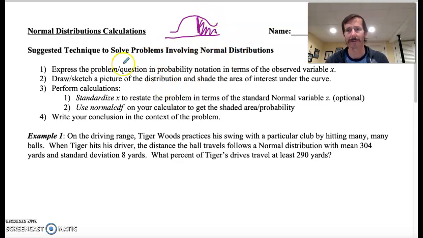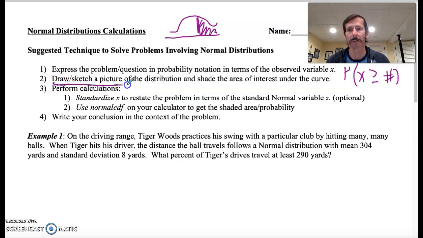So these are like general guidelines on what I would like you to do in solving a normal distribution. It's always good to start by rewriting the question as a probability notation in terms of your variable x. So that would be like having a P, you'd have your x, and then you're going to put some inequality in here somewhere, probably a number over here, or you could be in between two numbers. We'll look at that. This is important. This is like your work.